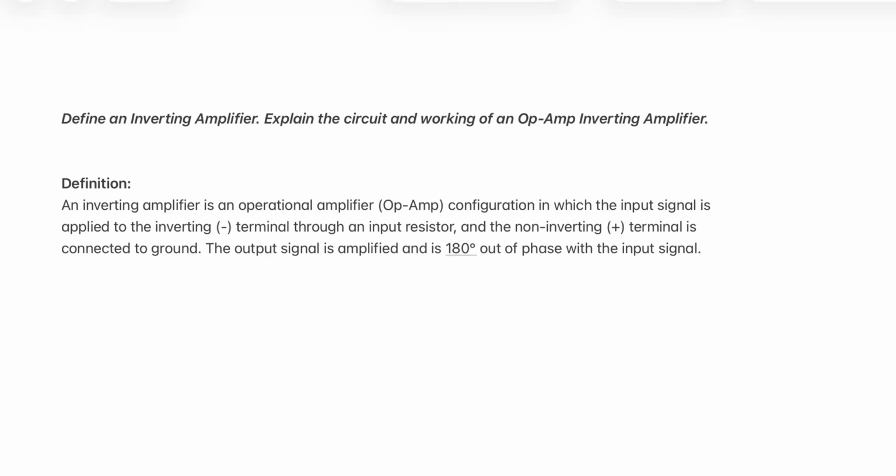Define an inverting amplifier. Explain the circuit and working of an op-amp inverting amplifier. Definition: an inverting amplifier is an operational amplifier, op-amp, configuration in which the input signal is applied to the inverting terminal through an input resistor, and the non-inverting plus terminal is connected to ground. The output signal is amplified and is 180 degrees out of phase with the input signal.